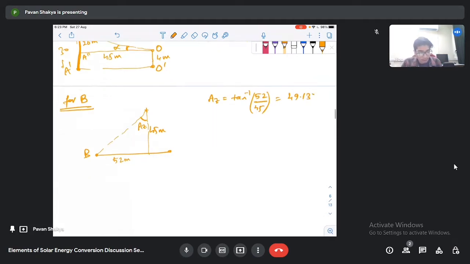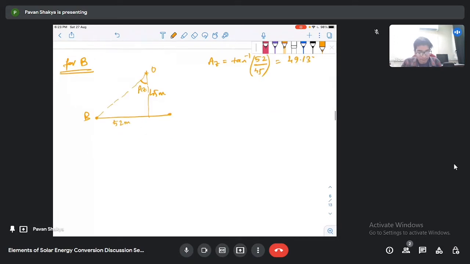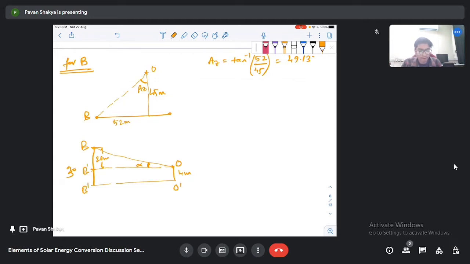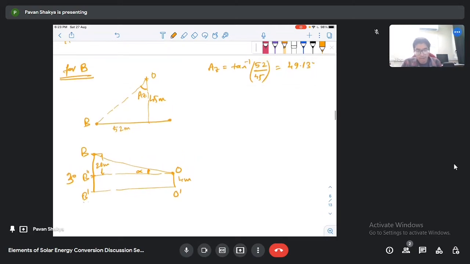Okay, now to calculate the altitude angle, again we require the side view. So this is our 4 meter above collector O. This one is our point B, 30 meter above from the ground. Okay, when you connect this and project it on the horizontal, then this angle will be the altitude angle. So this distance that we know is 26 meter, and this one is B dash, this one is O dash, B double prime. We don't know the distance between B dash and O dash. Okay, so we have to calculate from the above figure.